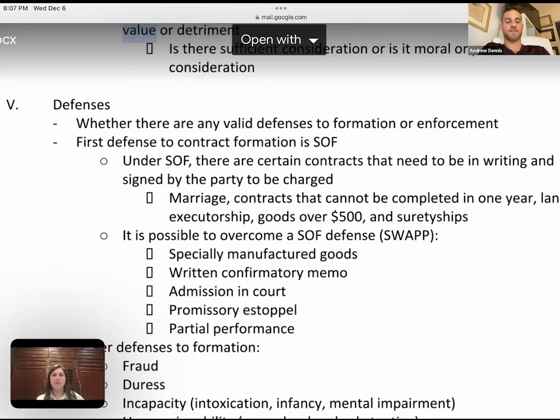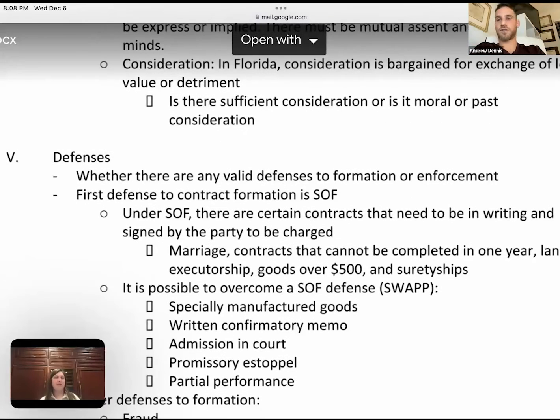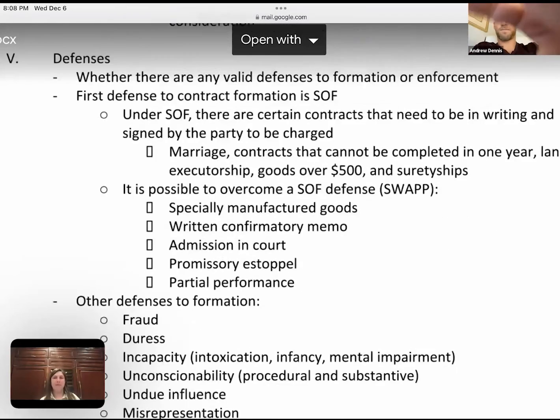The first major defense to a contract is going to be statute of frauds. We want to remember my LEGS mnemonic, what contracts the statute of frauds applies to. And we also want to remember the SWAP mnemonic for exceptions, ways to overcome the statute of frauds: especially manufactured goods, written confirmatory memo, admission in court, promissory estoppel, and partial performance. Any questions about statute of frauds? Make sure you understand how to write that analysis well.